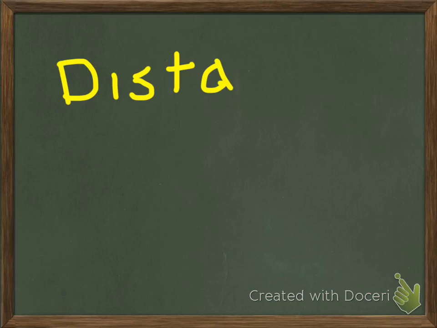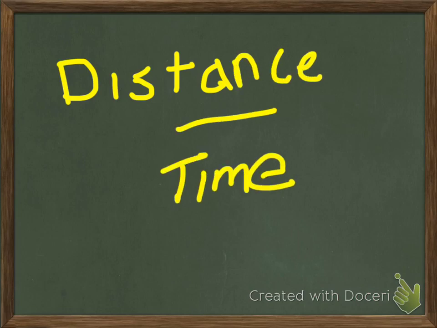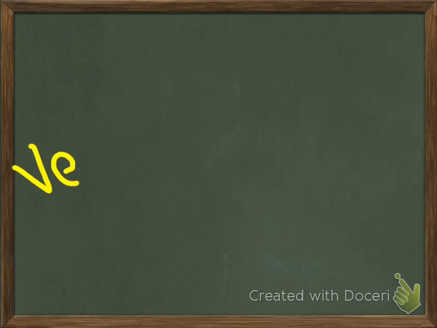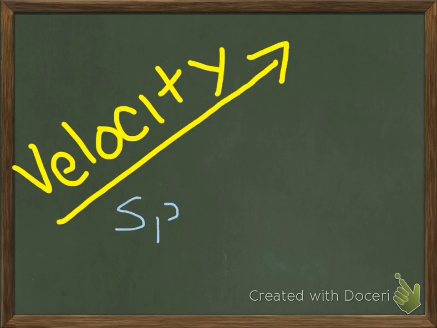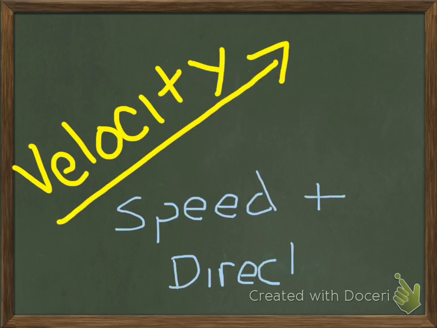Now, it doesn't really matter what unit you use. Meters per second is a very common one. We can have miles per hour, feet per second, meters per minute, as long as you have a distance over a time. So it's a distance per time. When we switch over to velocity, speed and velocity are very, very similar. The only difference is that velocity has a direction.